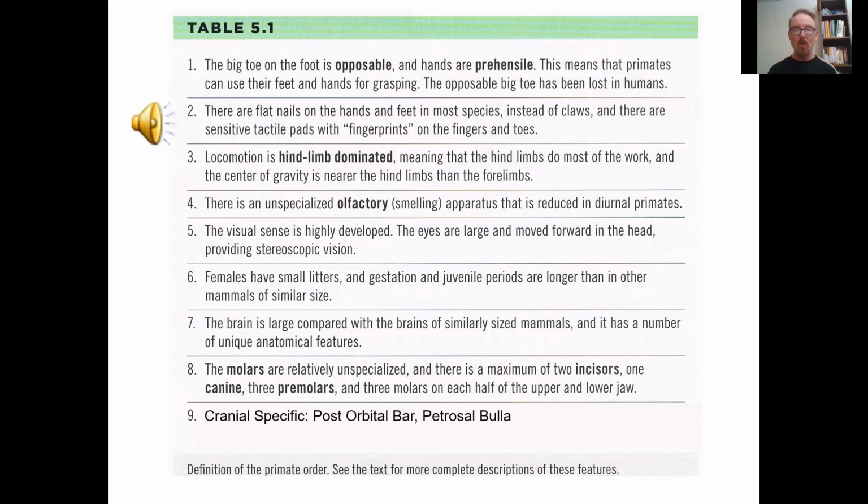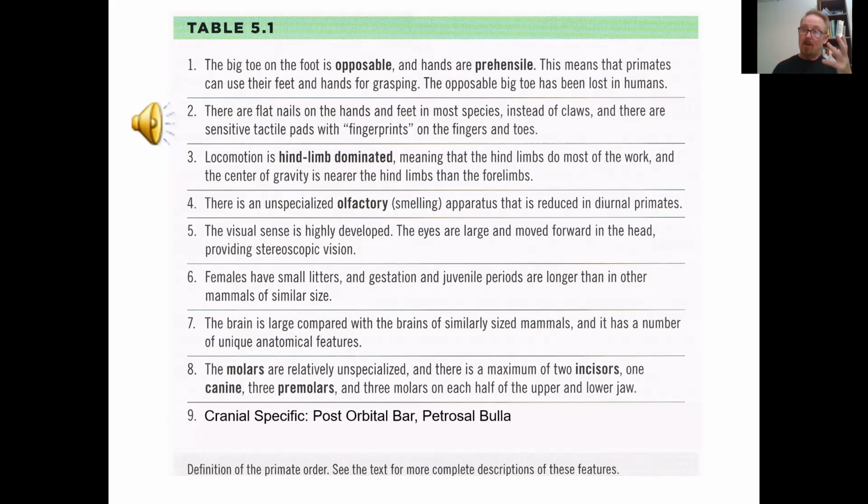Right? Number 4, unspecialized olfactory smelling. That means your sense of smell as a primate is really not that good compared to other mammals. Right. So, a typical dog that you might have in your household will smell at least 1,000 times better. And many, like bloodhounds, can be up to a million, right? Even 100 million times better within certain compounds. So our sense of smell isn't very good, very, very reduced.